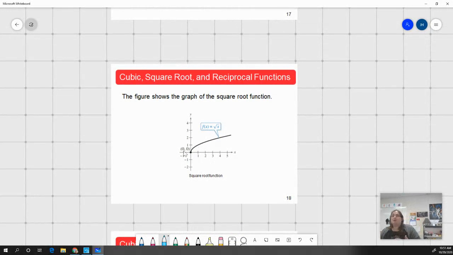So this is a square root function. Notice that it starts here and gets bigger, right? Think about what a square root is. If I have the square root of 4, I'm getting a positive outcome. I can't have a negative square root of 4 or a square root of negative 4 because that would make the number imaginary, right? Nothing times itself equals negative 4.